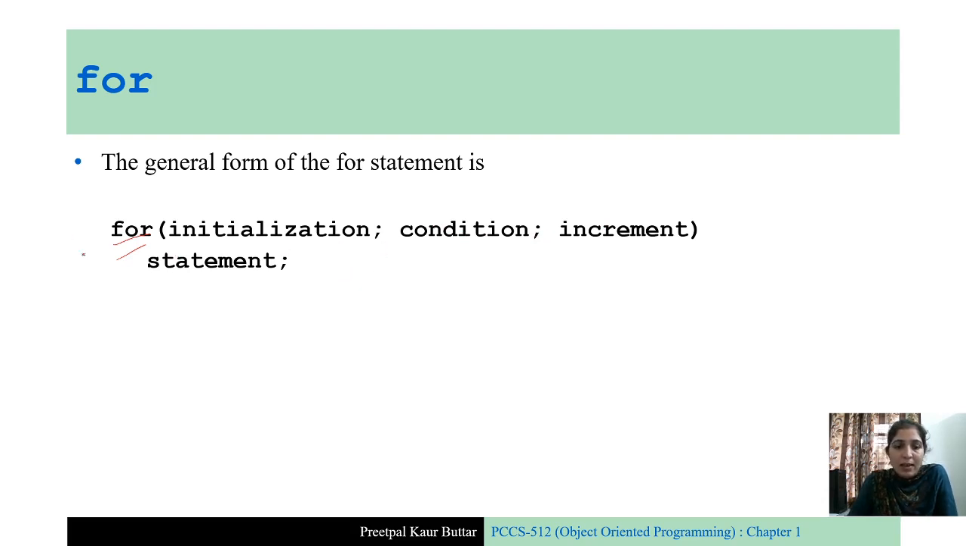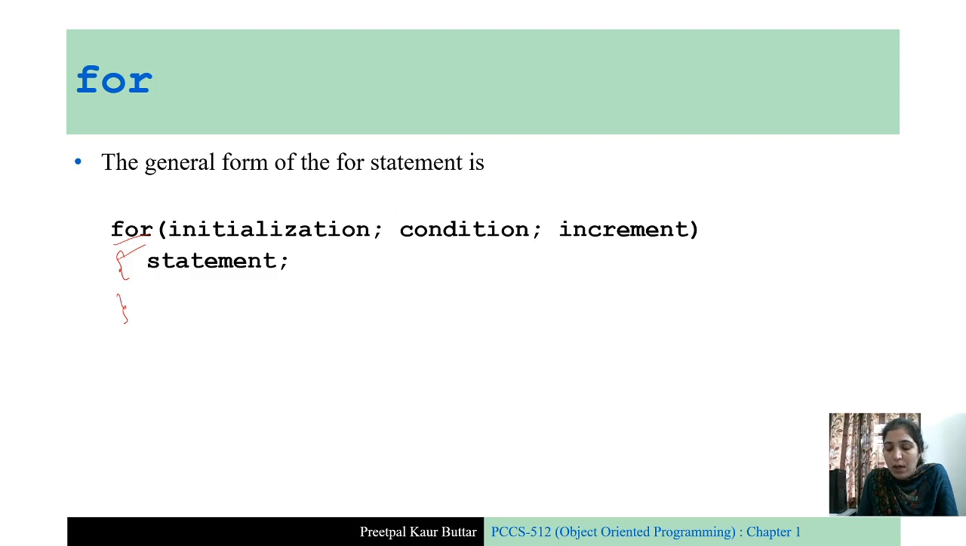Okay, and then we have this statement. This statement is the statement which we want to repeat. Okay, so this is the statement under this for loop. Okay, and if you want to repeat multiple statements, then you can put them inside the curly braces. Okay, so now let us understand initialization, condition, and increment things with the help of an example.